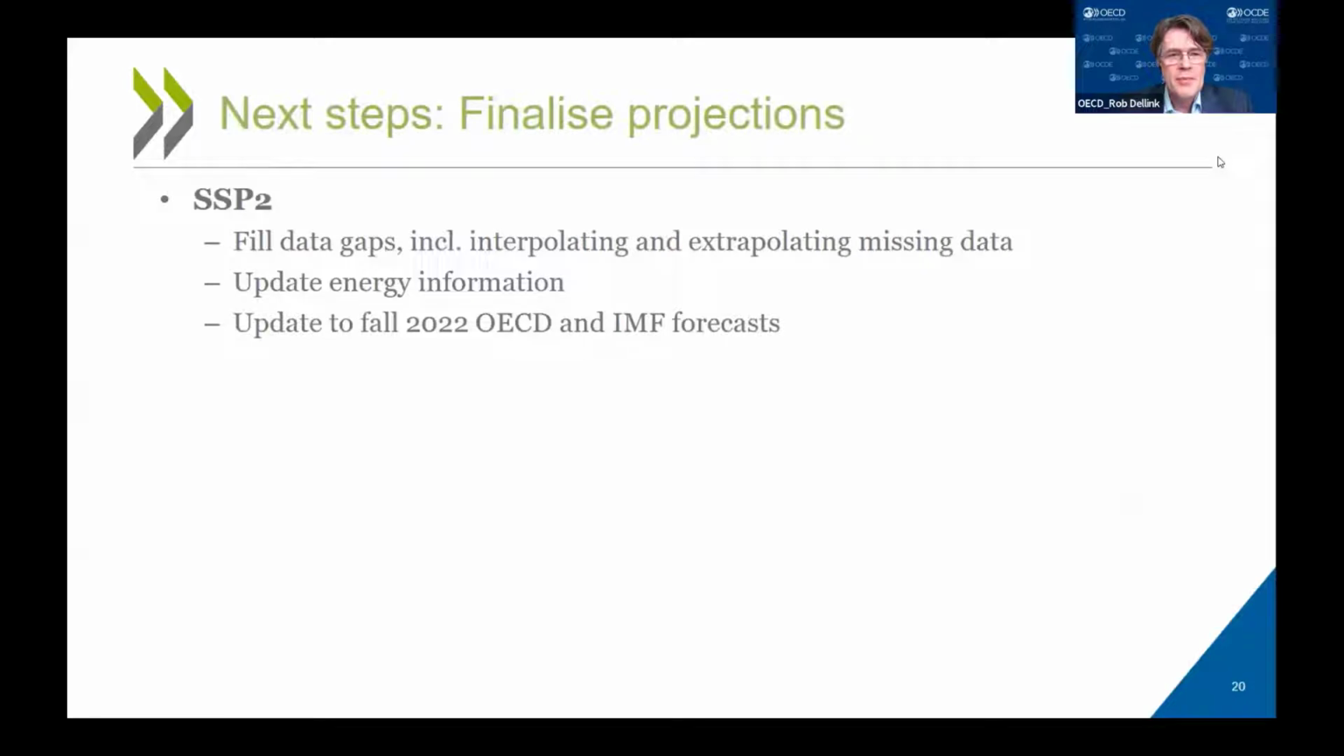So in terms of next steps, we want to fill data gaps. We want to go from 176 to 193 countries. We want to do some interpolation of missing data and extrapolation where we miss some historical data, where we have data sometimes only to 2060, for example, and we need to figure out how to make the best projections after 2060.